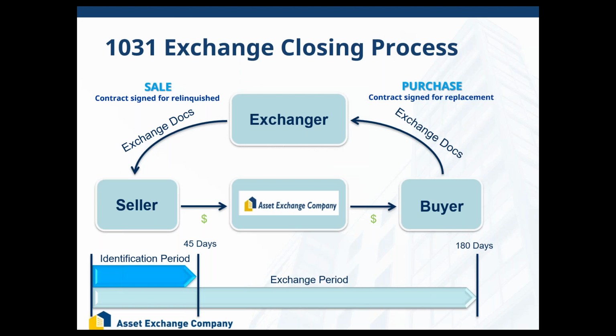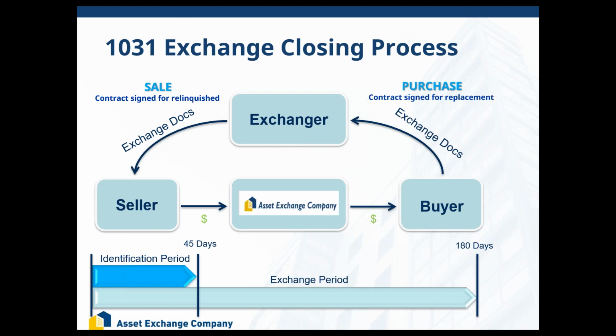We're going to prepare some other documents that are going to be signed by the buyer at the purchase of the replacement property, because in that transaction, we're going to step into the shoes of the buyer. That gives us the ability to take the proceeds we've been holding on their behalf from their sale and wire those proceeds over to whoever's doing the closing to help them purchase that replacement property. That's the entire closing process.